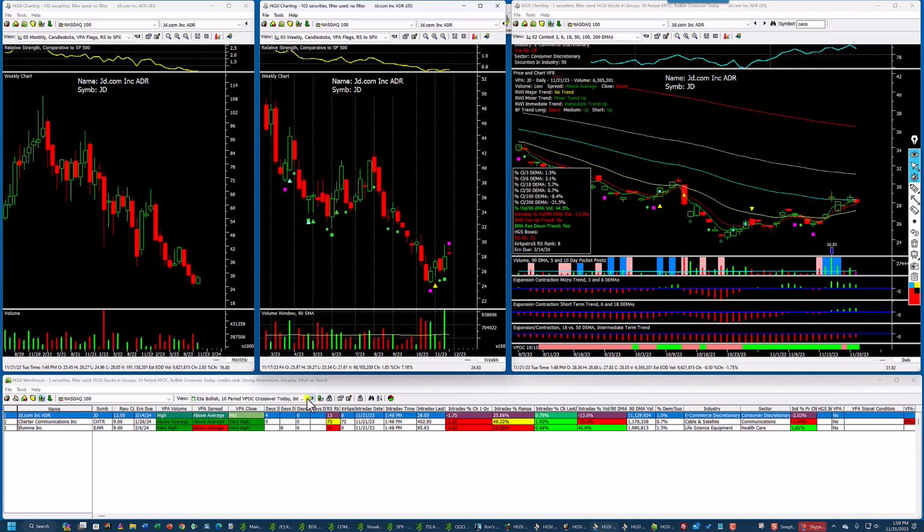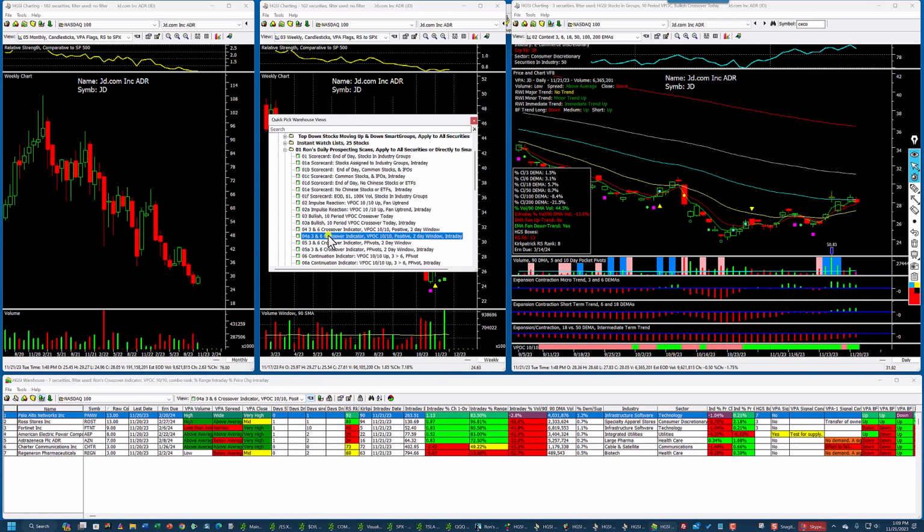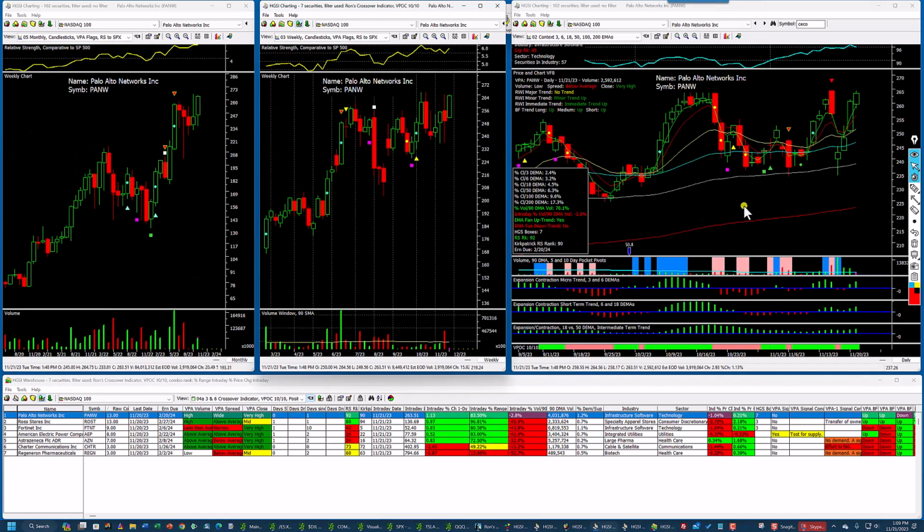Now for the other column, 3 crossing the 6. 3 and 6 crossover would be 4A. These, you can see looking down this column, I have a 2-day window on the crossover. Palo Alto Networks crossed over yesterday and the day before with the volume point of control. So let's bring Palo Alto up. Okay, and then I'll put a crossover on alternate C. Here's the crossover right here.